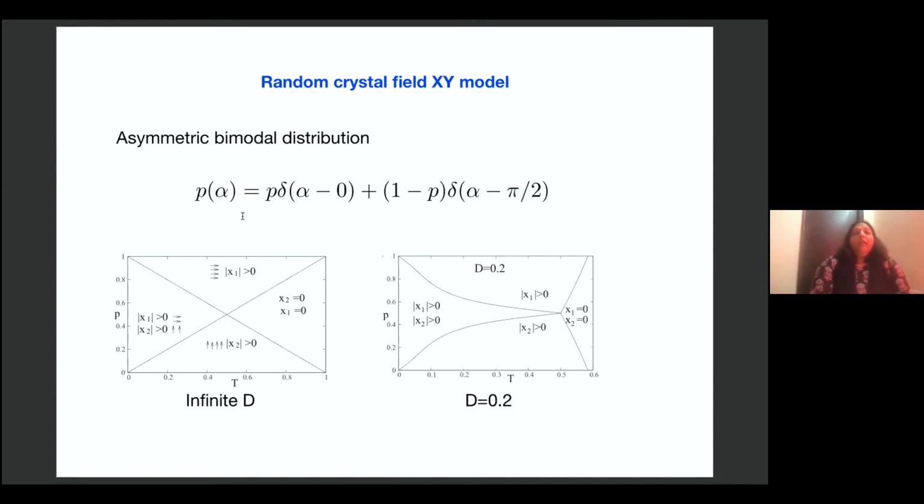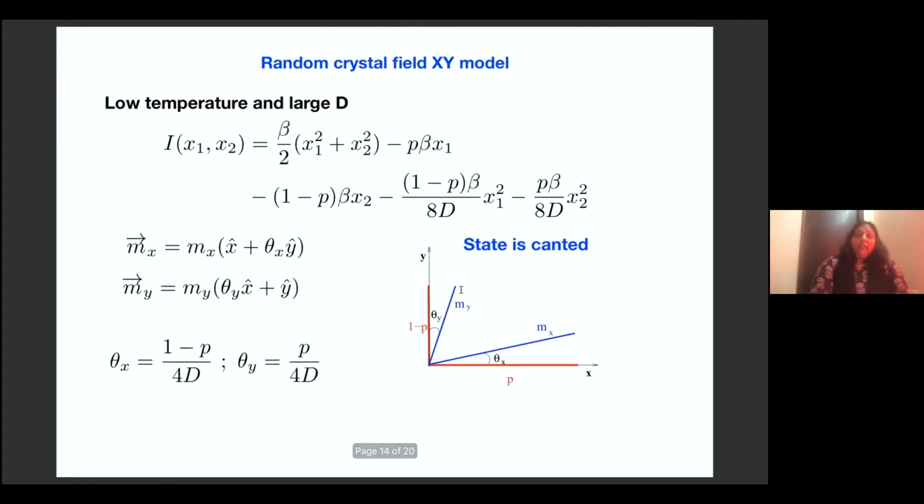For example, if now we take a biased bimodal distribution of the crystal field, just like in the Blume-Capel case, we find that in this case, there's a tetracritical point. Instead of a spin flop line, now there is a mixed phase at low temperatures. And this mixed phase is different for infinite D, where it is a mixture of just 2 different Ising spins, to the case when the D is finite, and there the low temperature phase actually becomes a canted state, which we can, for large D, calculate exactly the canting angle that this state makes with the x and y axis.